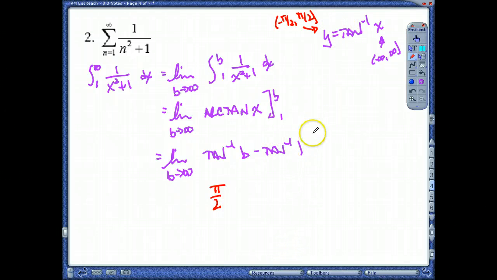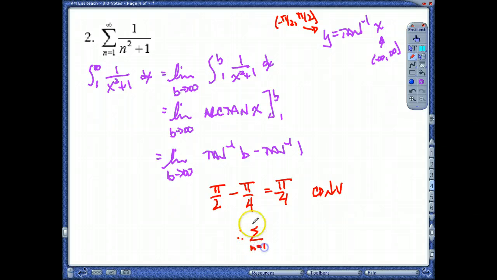Inverse tangent of 1, if it's positive 1, it's going to be a reference angle. In between 0 and pi over 2, it's got to be pi over 4. That's what's going to give us a tangent of 1. So that gives me a pi over 4 for an answer, which means I converge, which means my series converges. So a lot of things we have to remember.